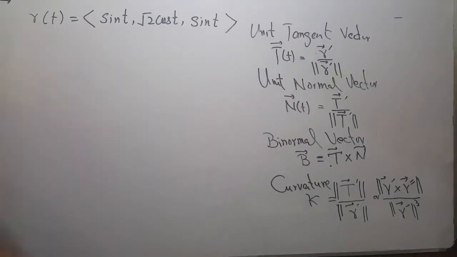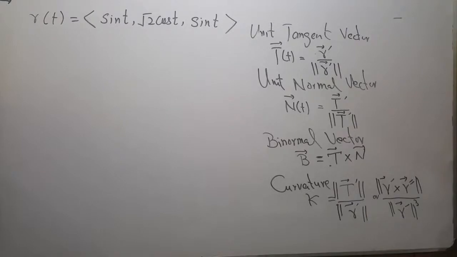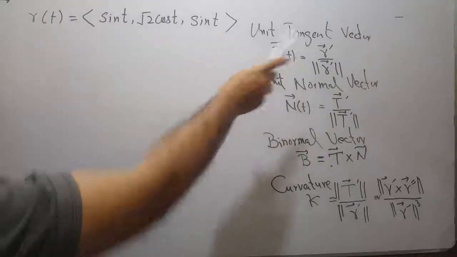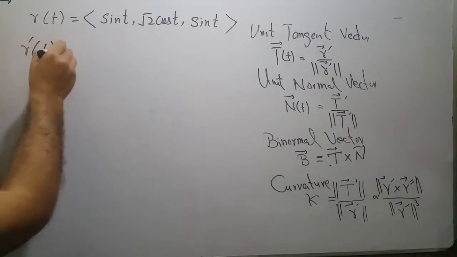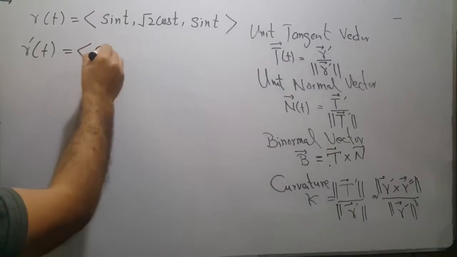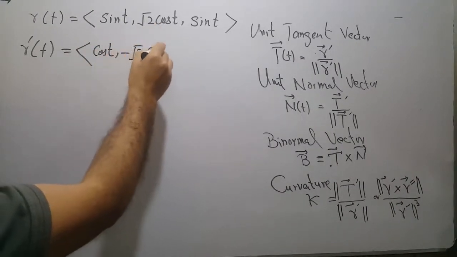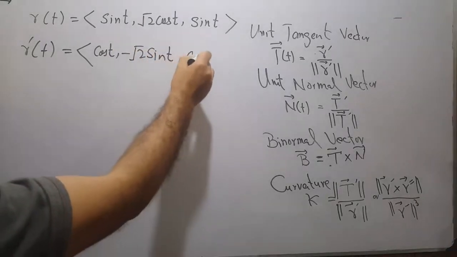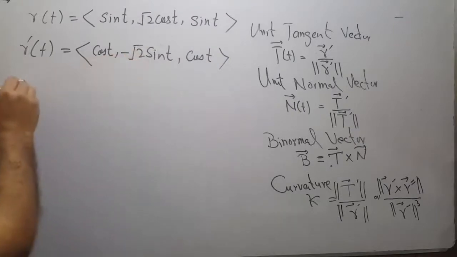So you are given a vector valued function r of t, and they're asking you to find all these. If you want to find the unit tangent vector, you need r prime and its magnitude. So let's find r prime: the derivative of sine is cos t, the derivative of cos is minus sine t, and the derivative of sine again is cos t. Now we found the derivative, and now we need to find its magnitude.